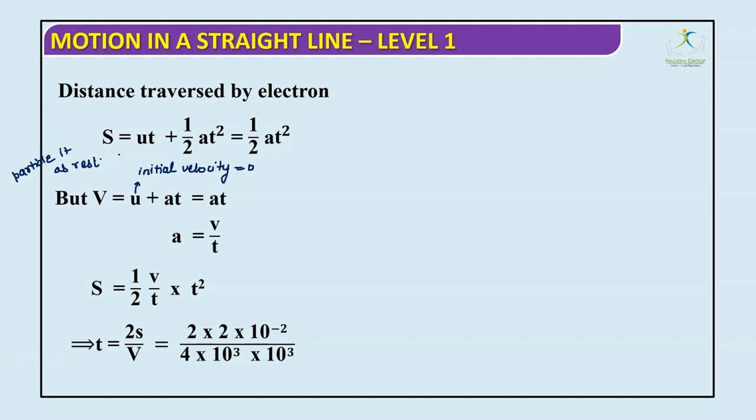So the value of t comes 2 into the value of s, which is 2 × 10^-2, divided by the value of v, 4 × 10^3. After solving, we get 10^-8 second, which is option number 3.